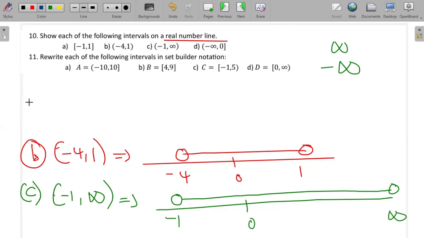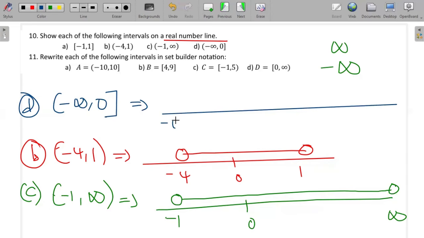we have D: minus infinity to 0 with a squared bracket. So here, my minus infinity is somewhere there. Okay, I can say my 0 is somewhere there. So at minus infinity, the circle is always open. Even at positive infinity, the circle is always open. Never shade the circle that is at minus infinity or positive infinity.